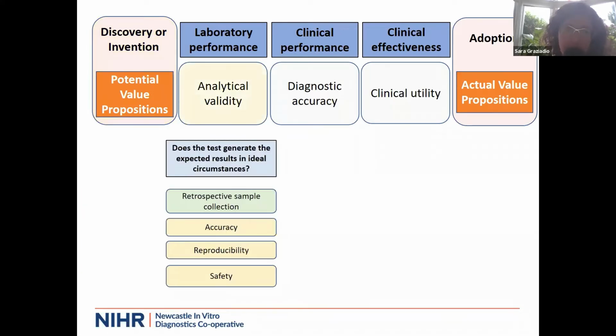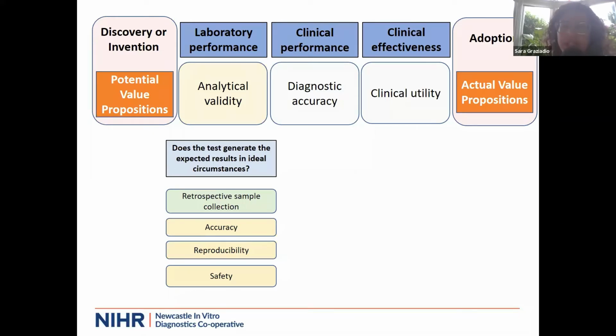So the next step, or usually these two steps happen in parallel. While we do the value proposition study, usually the company looks at analytical validity. The main question these studies are asking is, does the test generate the expected results in ideal circumstances? Ideal circumstances mean the laboratory, an ideal setting where everything is under control. You've got developers who are used to the test using the test, so it's unlikely you've got errors linked to misuse of the test.